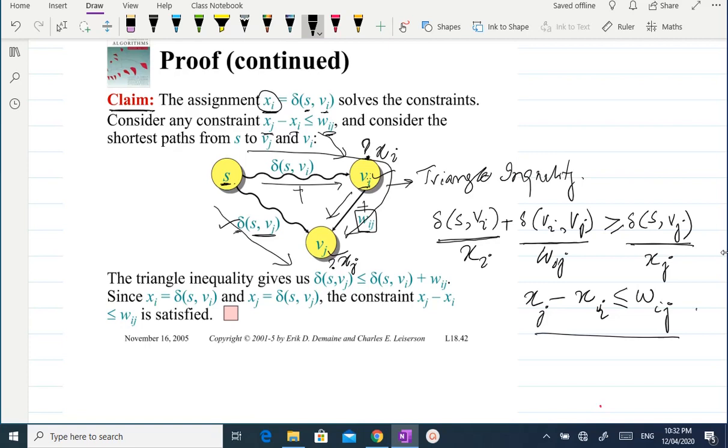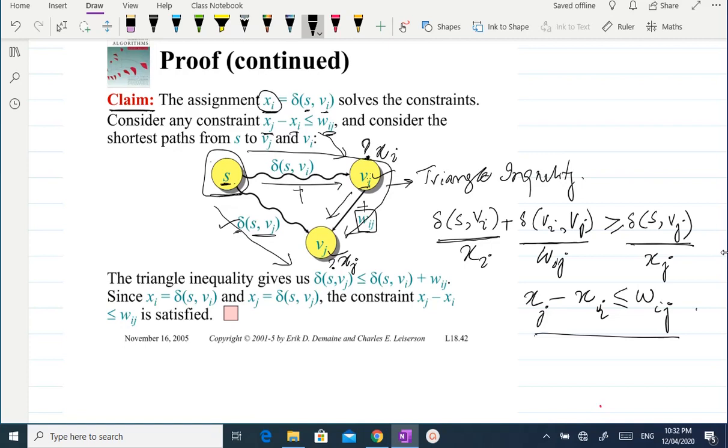Shortest path you already know how to calculate, so all you have to do is pick the system of difference constraints, transform it into a constraint graph, and after that add a source s and connect it with all the vertices with zero edge weight, and then find the shortest path from s to all the vertices. That will give you the shortest paths to Vi for all the i vertices.